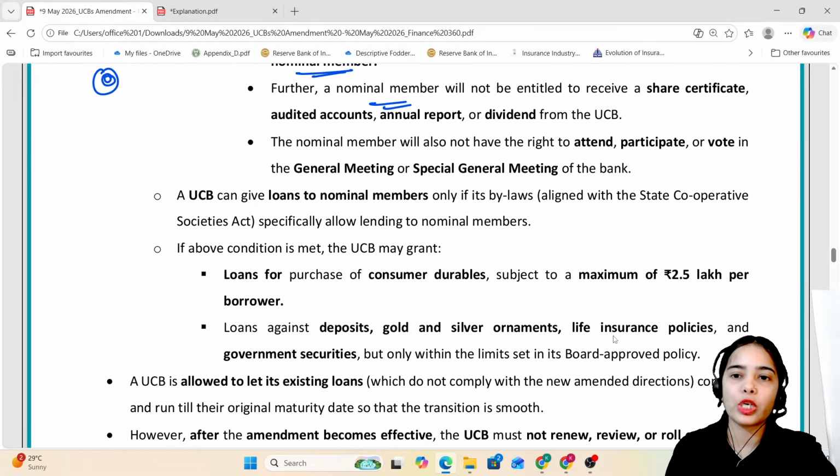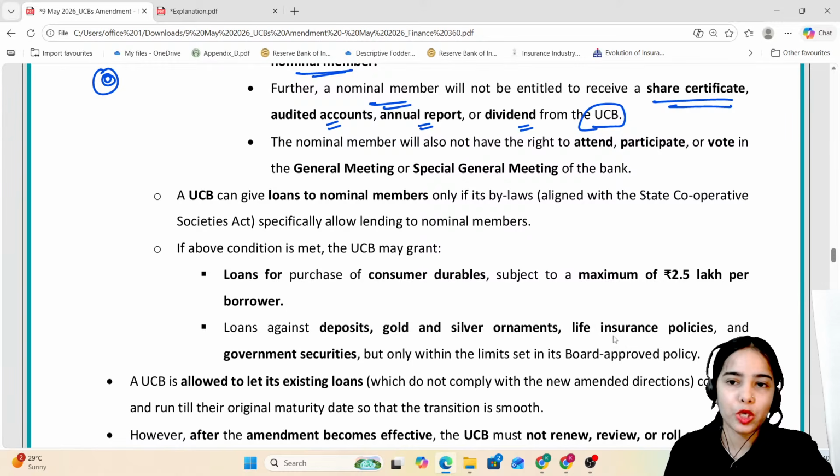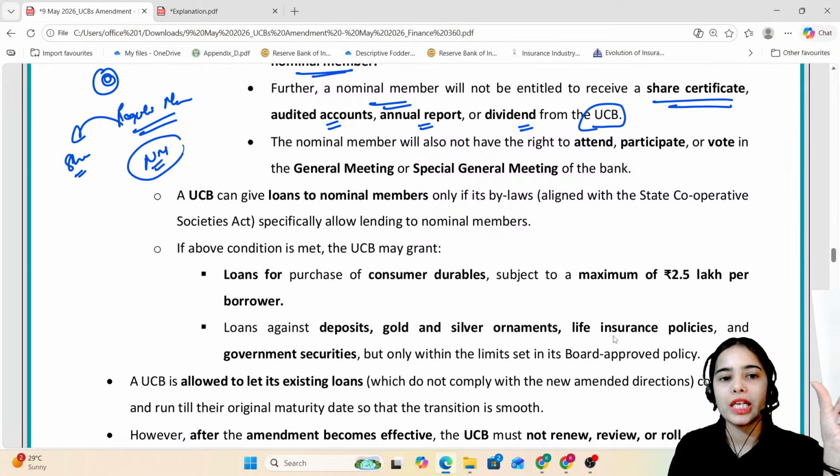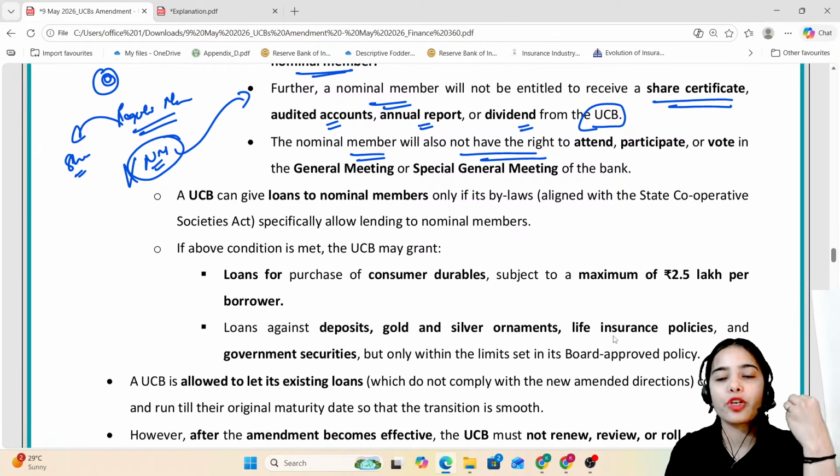Further, a nominal member will not be entitled to receive a share certificate because they have not purchased the shares, audited accounts, annual report, or dividend from the urban cooperative bank. The regular members of the urban cooperative bank, because they have invested in the shares, also get the share certificate, audited accounts, annual report, and dividend, but because the nominal member has only given a non-refundable fee, they have not purchased the shares, so they will not be entitled to anything like this. The nominal member will also not have the right to attend, participate or vote in the general meeting or special general meeting of the bank.